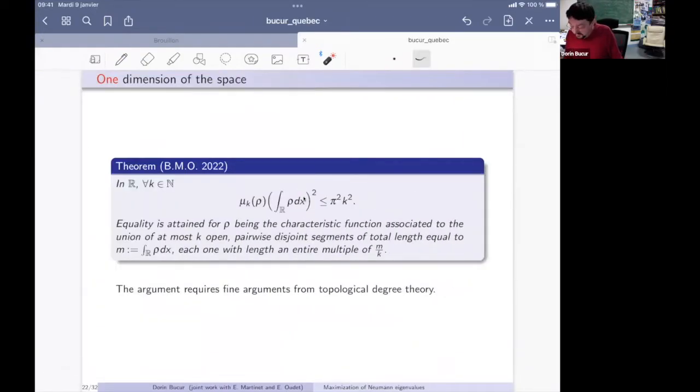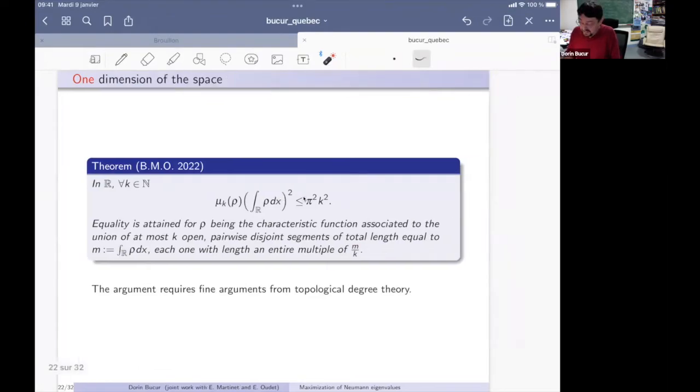We proved this result with Martinet and Oudet, and we proved indeed that the maximizer is again a union of k equal intervals. And in some sense, the maximizer is a domain. Well, it's in one dimension. And the equality is attained really on this union of k equal intervals of length m over k. However, the proof is not easy. It's not an easy proof to do that. And it requires a fine topological degree argument.